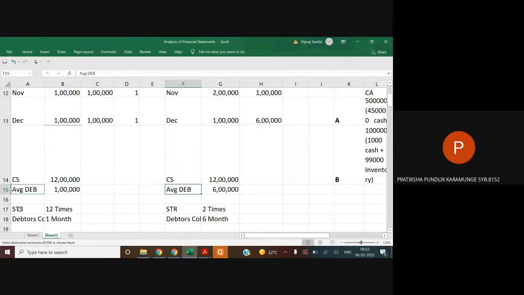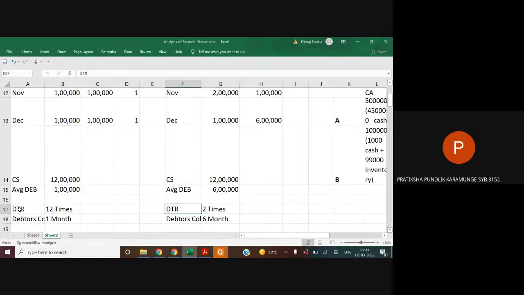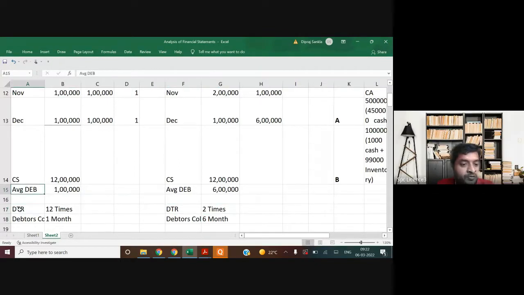Yes, sir. ओके, व्हॉट इज द डीटीआर हियर देन? 12 टाइम्स ना? आणि इन बिग कंपनी इट इज 12 टाइम्स ना? Okay, now I want you to divide the credit sale of a company by the average value of debtors. You will get the same answer, 12 times, right?